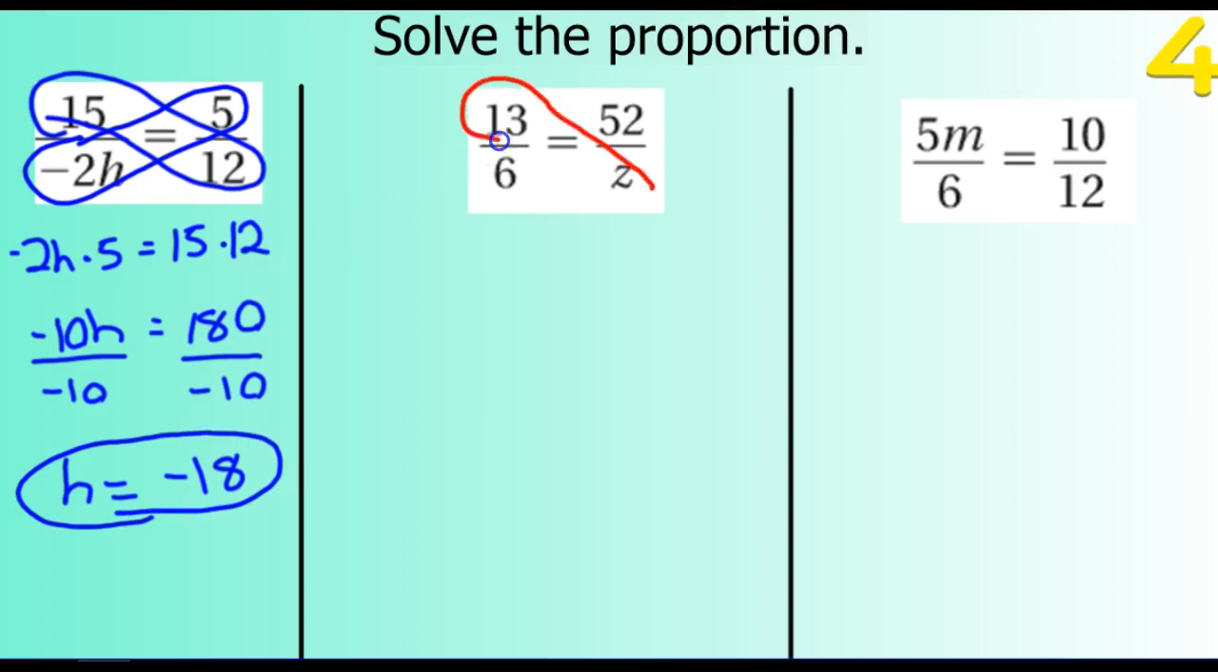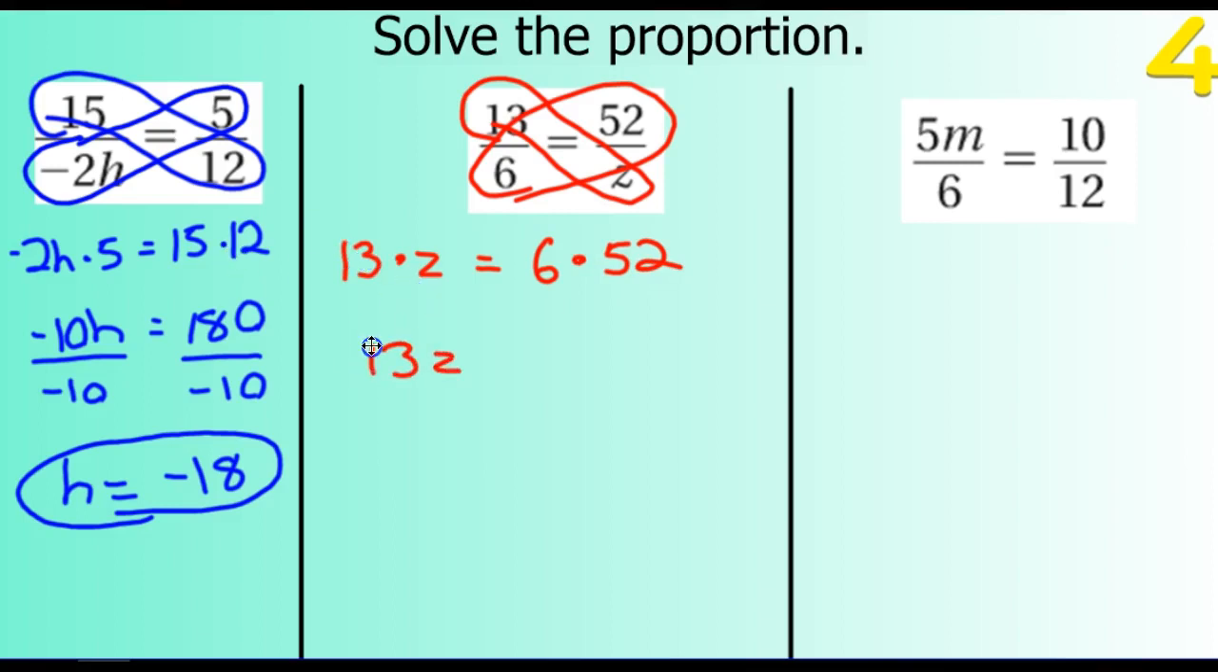Same thing here, cross multiply. 13 times z equals 6 times 52. 13 times z is 13z equals 6 times 52, which gives us 312. Divide by 13. Z equals 312 divided by 13, which gives us 24.